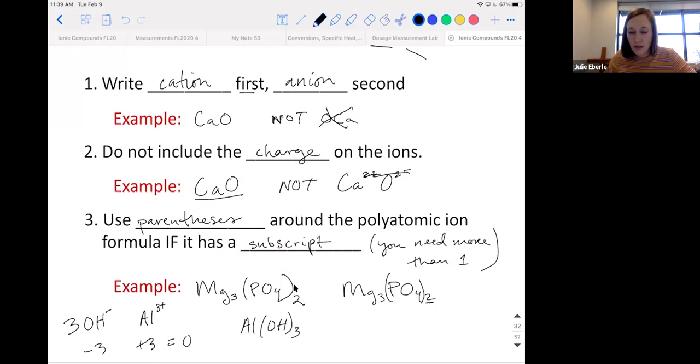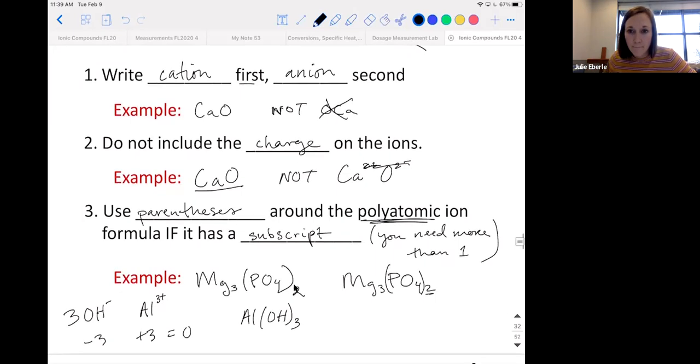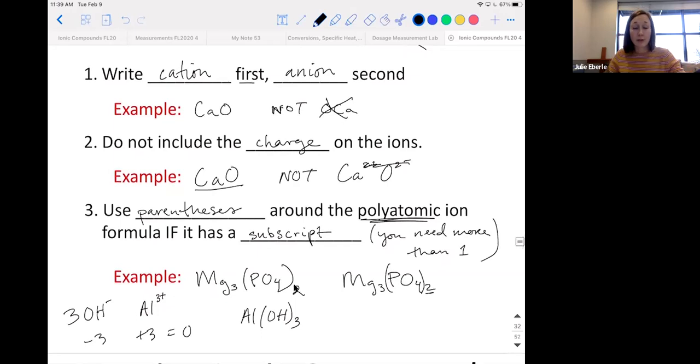Okay, so use parentheses around polyatomics. This is only for polyatomics if you need more than 1. If you only need 1, you don't have to use parentheses. Questions on those rules? We're about to do some practice. I think it'll click.